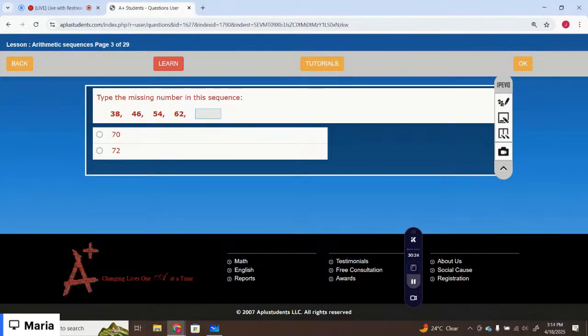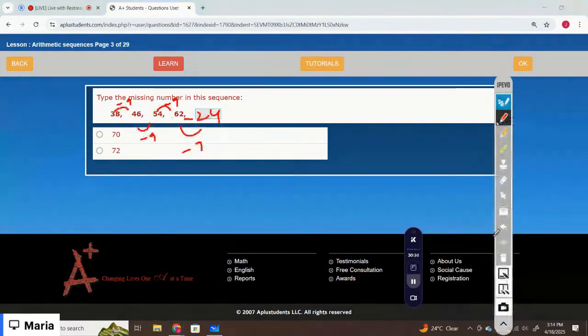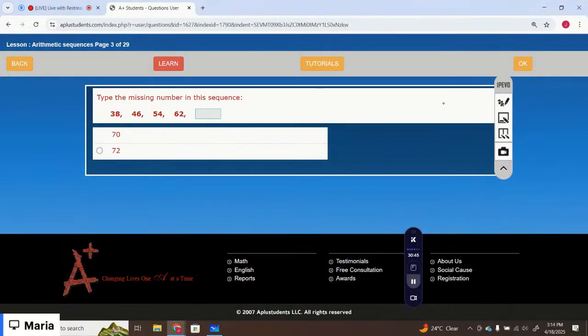Type the missing number in the sequence. 38 plus 8 is 46. 46 plus 8 is 54. 54 plus 8 is 62. And 62 plus 8 is 70. Option number 1 is the correct option. 70 it is.